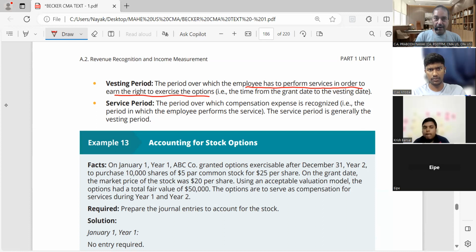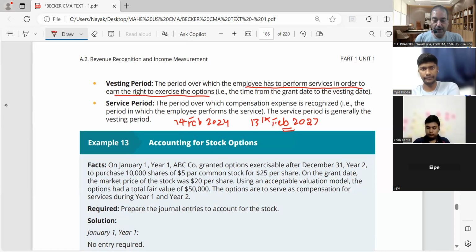From that date, you enjoy the right to exercise or not to exercise the option for a period of time. Like for instance, let us say 14th February, 2024, and I give you 3 years time. So 24 to 25, 25 to 26, 26 to 27, 13th February 2027. This is the vesting date. On this date, you become eligible to exercise your right to purchase the shares or not to purchase the shares.